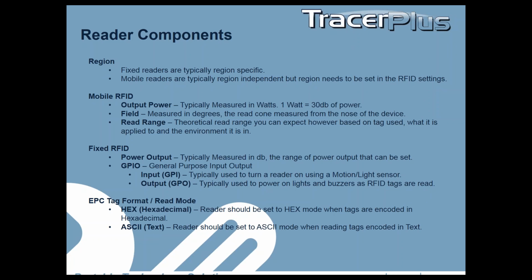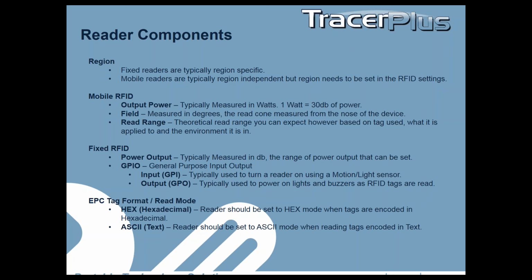Your output, or your GPO, is typically going to be used to power on lights and buzzers as RFID tags are read. Once again, using something like our Clearstream software, you can actually turn on a light when a tag is read or when data is updating in the database. You can also sound alarms or buzzers if something passes that shouldn't be allowed. Some of that functionality is built into Clearstream to send a signal to that GPO port, which will then turn on whatever is connected to it.